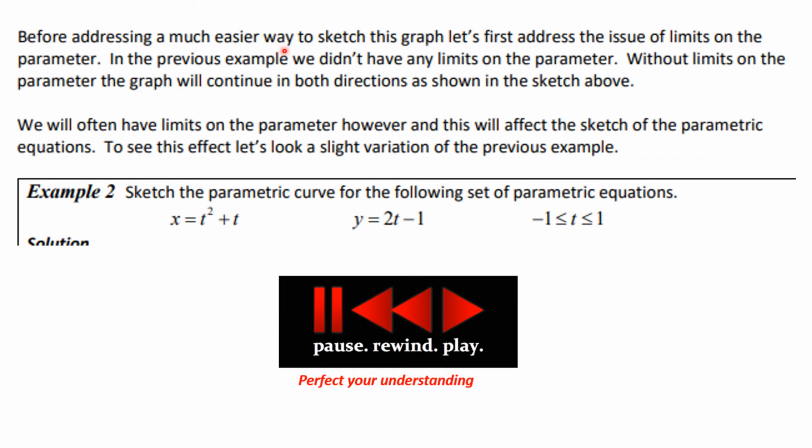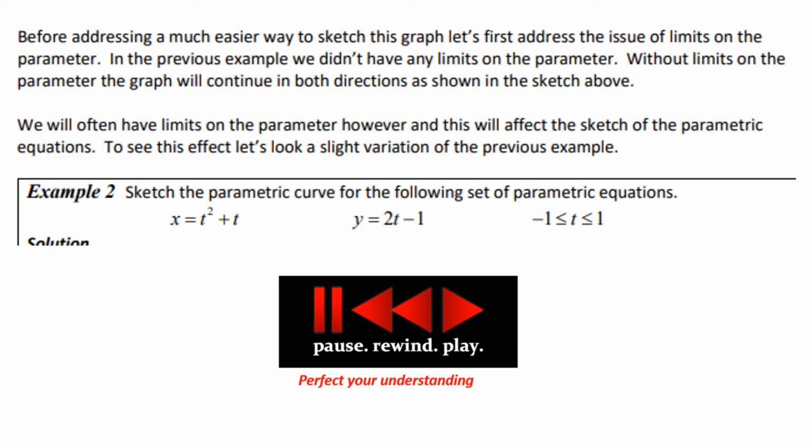Now, before addressing an easier way to sketch this graph, let's address the issue of limits on the parameter. You see, we went from t being minus infinity to positive infinity, so there were no limits on the parameter. But sometimes there are limits on the parameter, and this affects the sketch of the parametric equation. And let's look at that. This is a slight variation on the previous example. Note we have the same x of t and y of t, but now we have a limit on the parameter t. t ranges from -1 to +1. You know what to do.